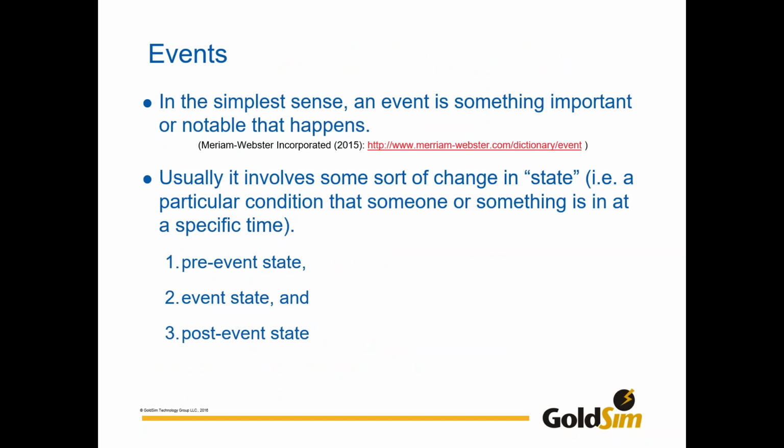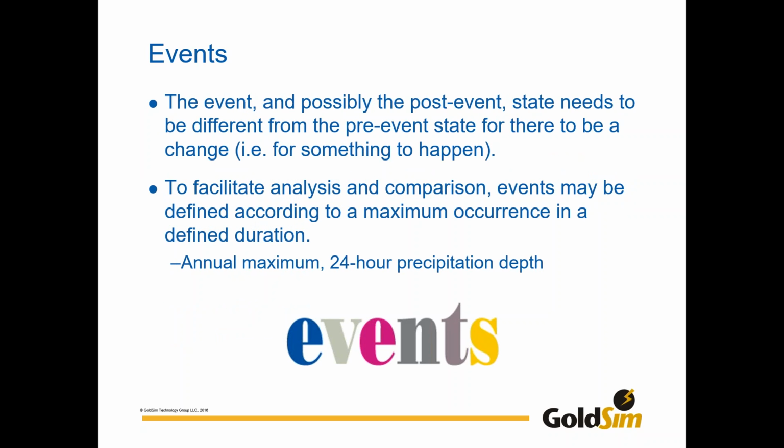So events, in the simplest sense: an event is something important or notable that happens. Usually it involves a change in state. There's a particular condition that someone or something is in at a specific time, and the event is the change in that state to a different state. So we often have a pre-event state, an event state, and a post-event state. The event and maybe the post-event state, of course, should be different from the pre-event state so that there's been a change, or that something's happened.